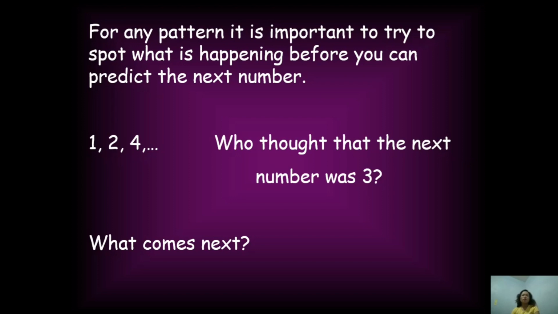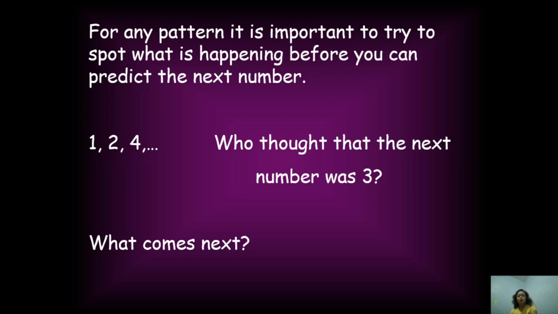For any pattern, it is important to try to spot what is happening before you can predict the next number. So 1, 2, 4. Who thought that the next number was 3? So what comes next? Is 3 the next number? Of course not, because the numbers are going forward. So 1, 2, and 4. The pattern here is adding 1 in the second term, then adding 2 in the next term. So 1 plus 1 is 2, then 2 plus 2 is 4.